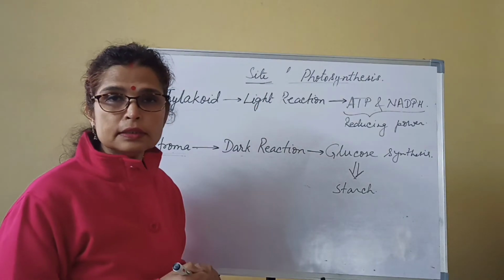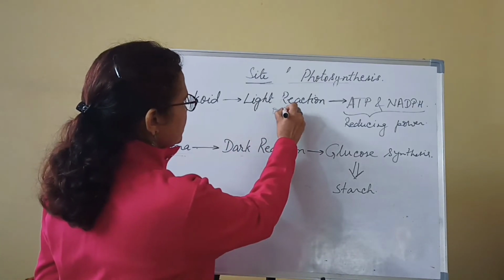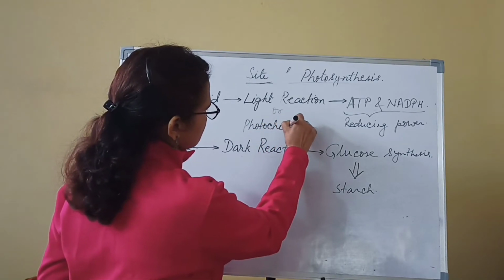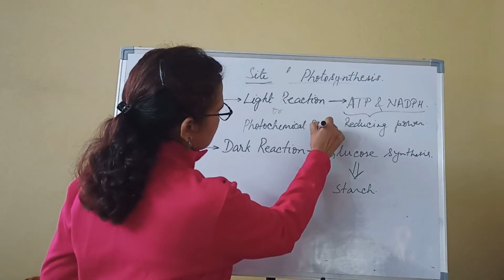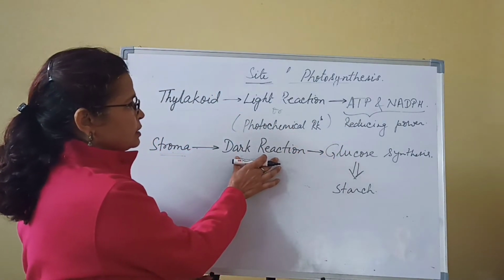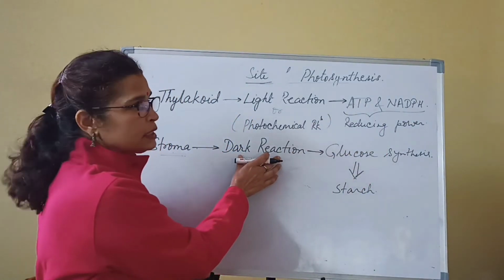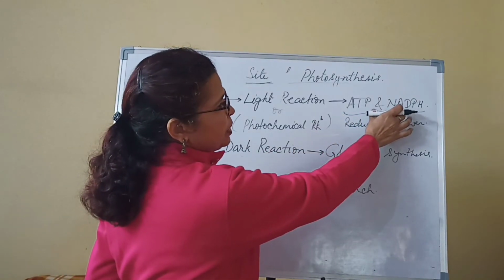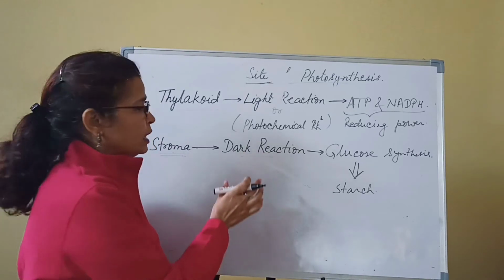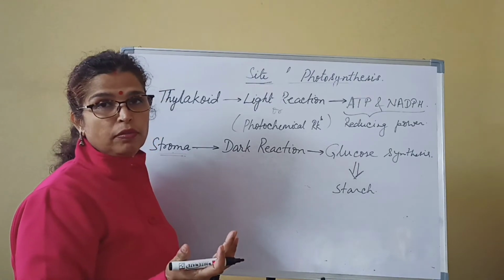Light reaction is totally dependent on light, sunlight. So it is also called the photochemical reaction. And this dark reaction depends on the products of light reaction, meaning the dark reaction takes place if ATP and NADPH are available. So it is not correct to say that dark reaction takes place during dark or that it is independent of light.